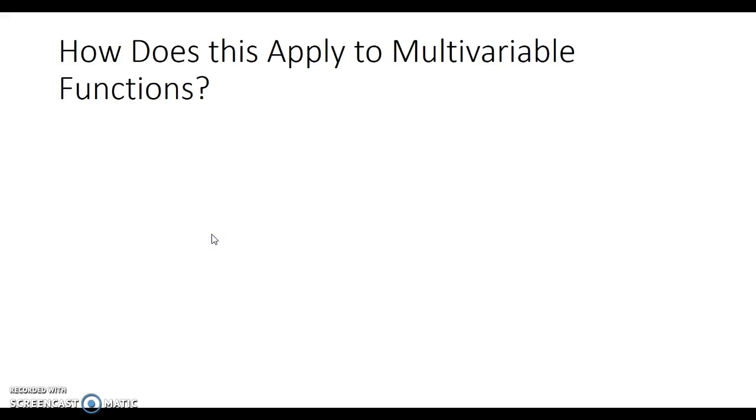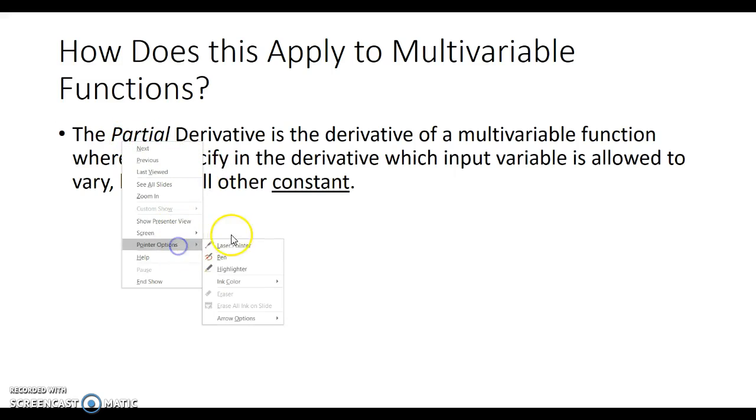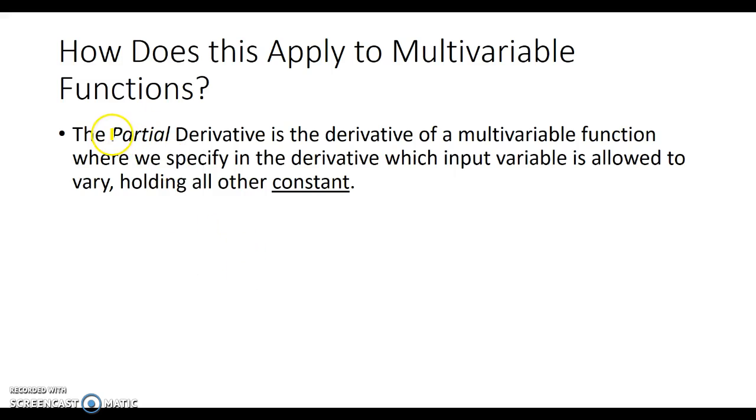So how does this apply? Well, in multivariable functions, we have what's called the partial derivative. And why do we call it partial? Well, it's because we have multiple input variables. So when we take a derivative of a multivariable function, it's only with respect to one variable, treating everything else as constant. So we specify in the derivative which input variable is allowed to vary, holding all other things constant.